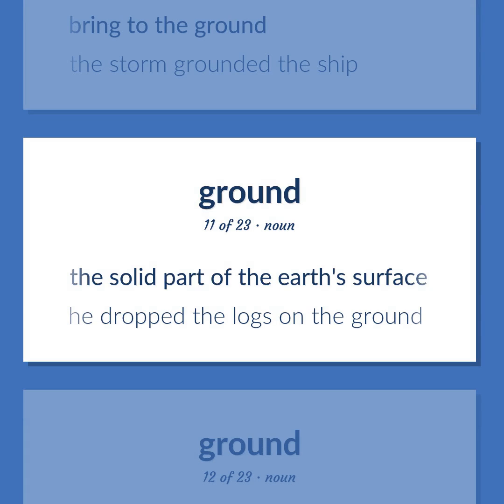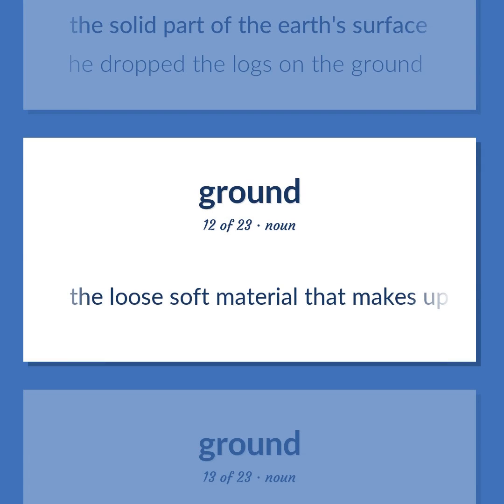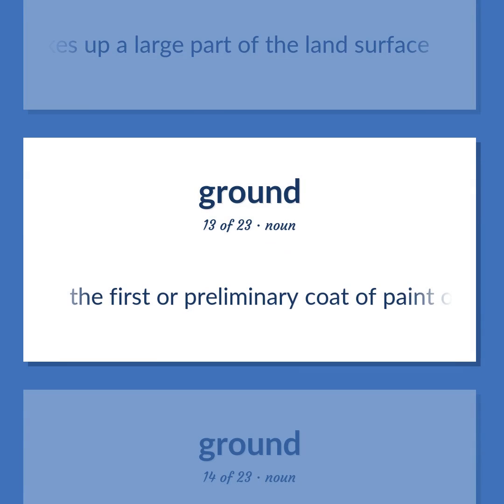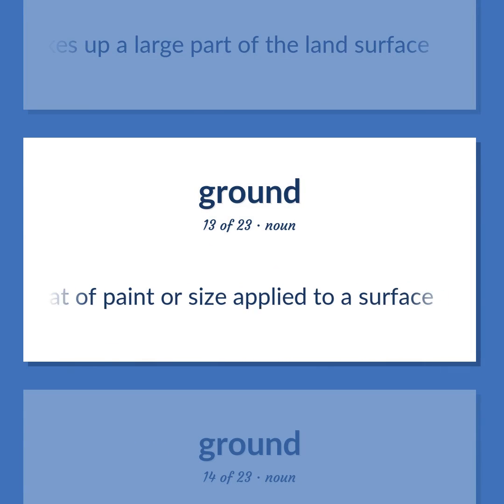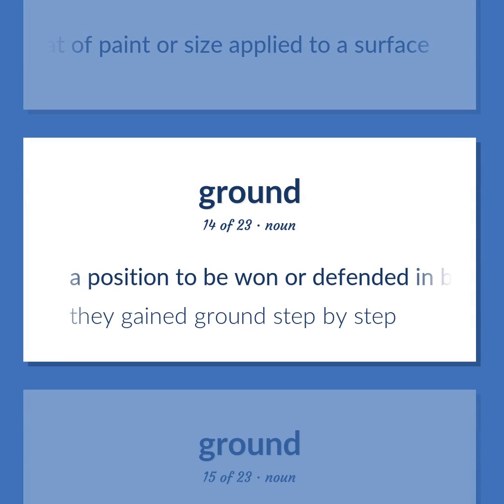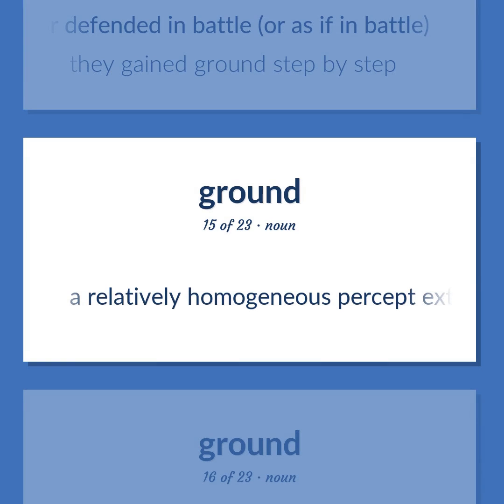The solid part of the Earth's surface. He dropped the logs on the ground. The loose soft material that makes up a large part of the land surface. The first or preliminary coat of paint or size applied to a surface. A position to be won or defended in battle, or as if in battle. They gained ground step by step. A relatively homogeneous percept extending back of the figure on which attention is focused.